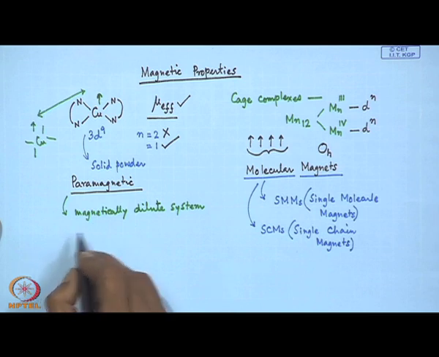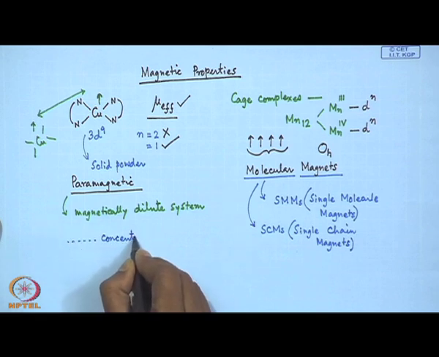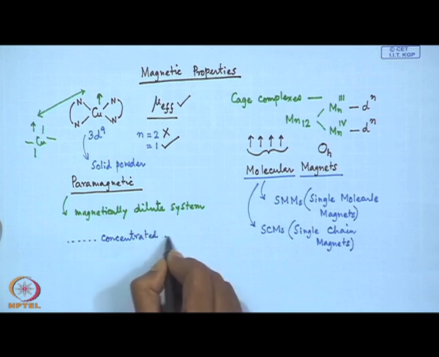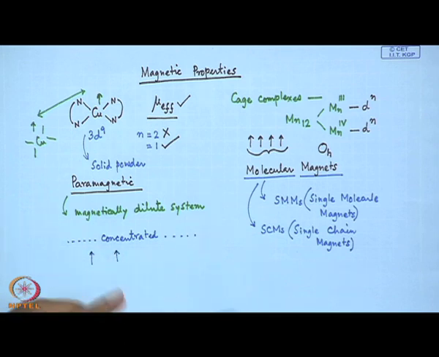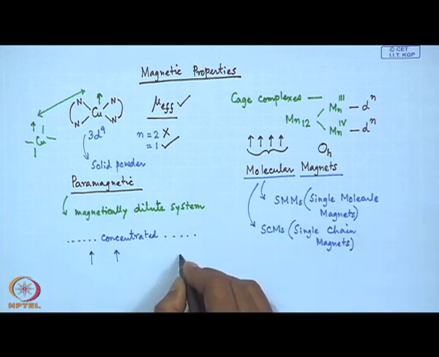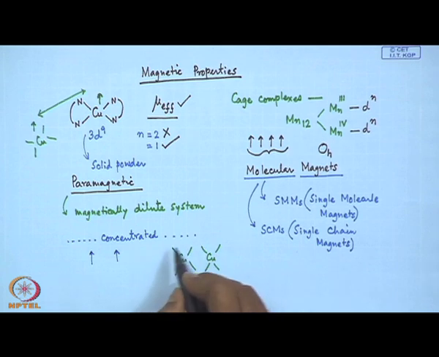But when we have a magnetically concentrated system, then we can have two individual centers. What we know is that we can have this for simple copper acetate. So, in case of copper acetate, which is basically a dimer, this is basically connected like this.